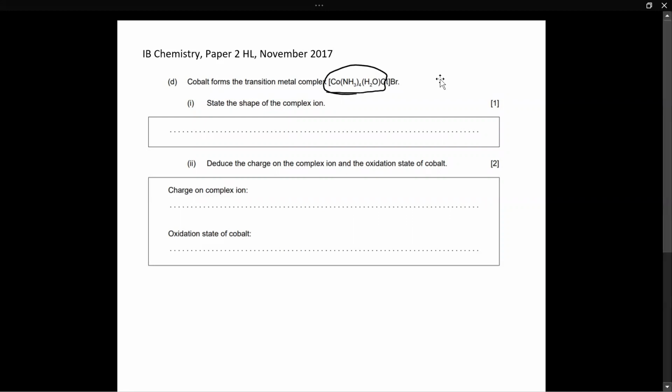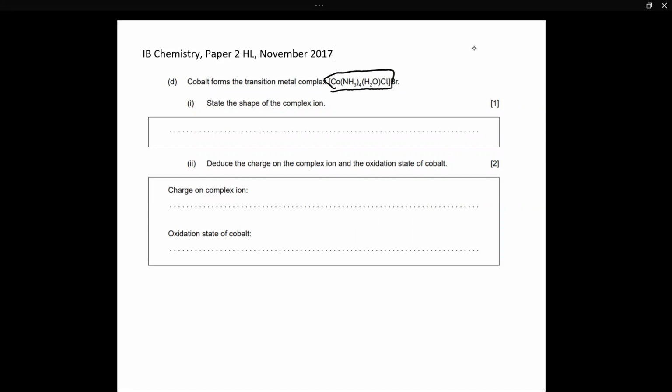And notice how my very odd looking circle only covers the part which is in brackets and it does not cover the Br. Now you may feel that why have I discriminated against this bromine? Well, that is actually because for this entire question, you mostly need to only look at what is inside the brackets. And why do I say that? That is because when we write down the notation of a transition metal complex, only what is inside the brackets is considered as the complex ion, which is what we deal with in the first two sub questions. So we should only pay attention to what is inside the bracket over here.